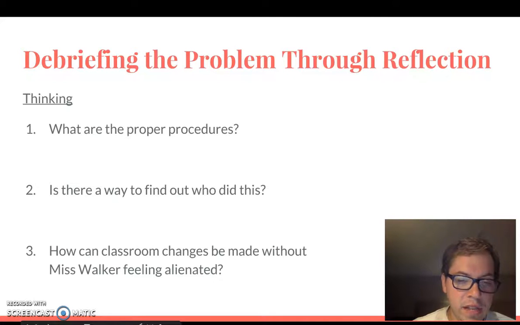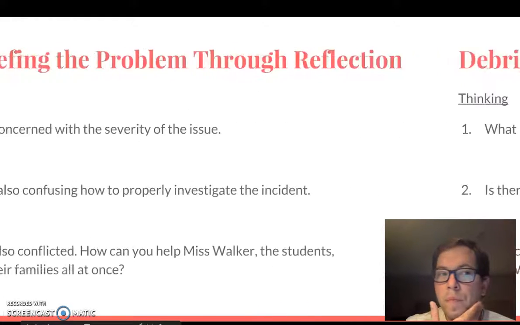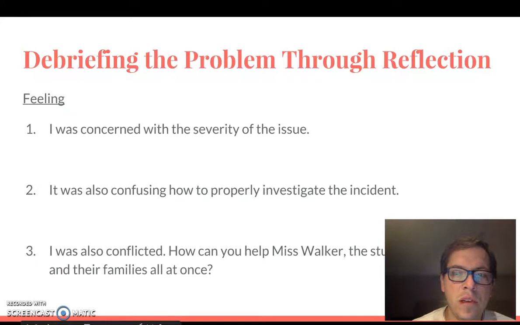But obviously, if there's tension in the classroom and parents and students are noting this, then there needs to be some changes. What I was feeling while I was reflecting on this case study was I was very concerned with the severity of the issue. How can we go forward to solve this problem and do it quickly, promptly, and make sure it doesn't happen again, or at least limit it so that it's unlikely to happen again?